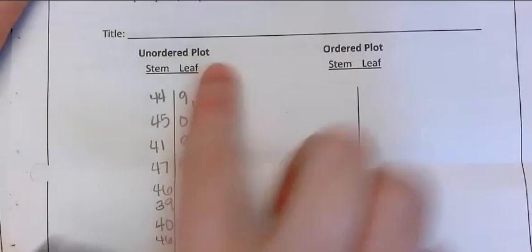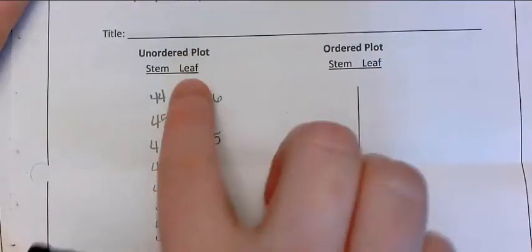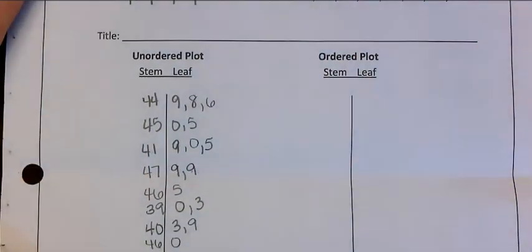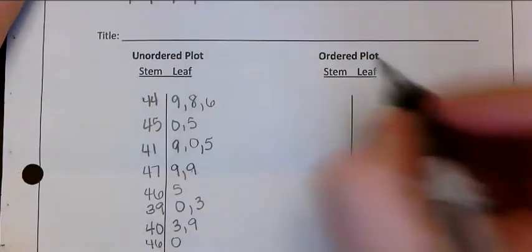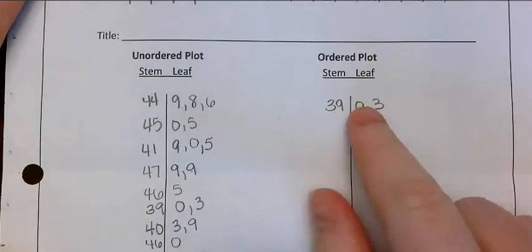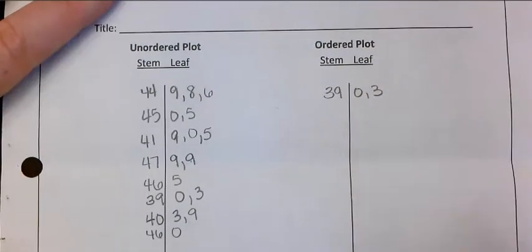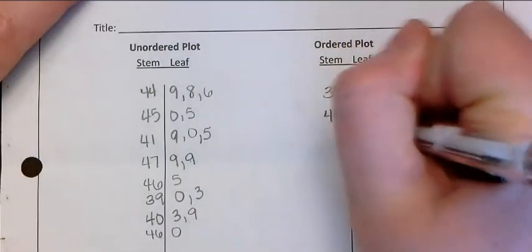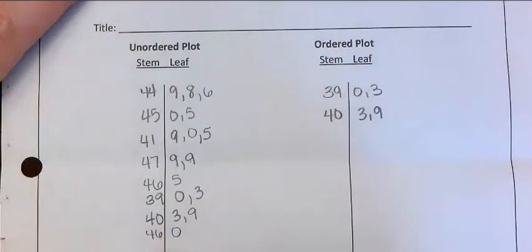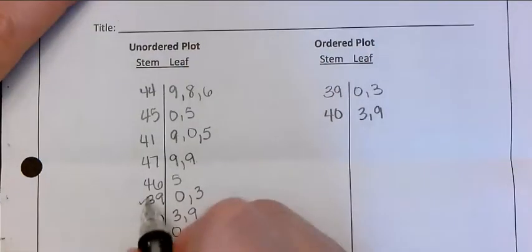When we first did this, we just did an unordered leaf plot based on our data of how it is. What we do now is we take this and we put it in order. So we're going to put it in actual numerical order, starting with the lowest value. So this lowest value is 39. So 39, 0, 3, and I also have to organize my leaves. Next one is 40, 3, 9. So I've done this and this.